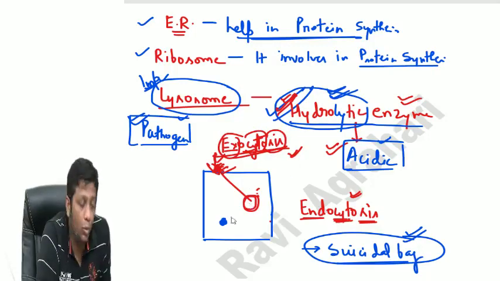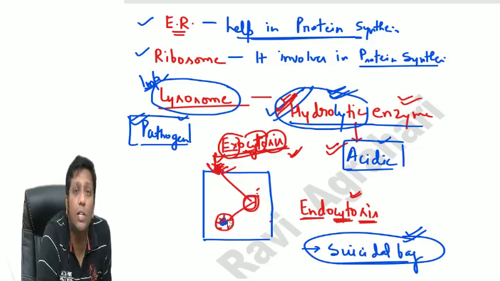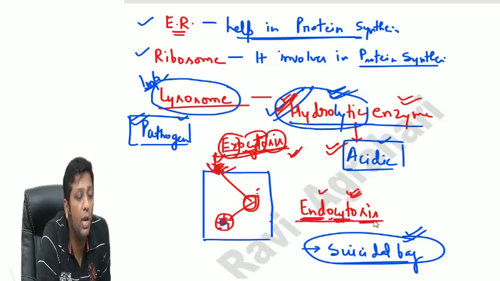Lysosome, those bacteria and viruses are inside. Lysosome can come here, surround the bacteria and viruses and start to release their own acids. And finally what happens? The protein still dies. So if bacteria and viruses die within your cells, then it is called endo. Endo means inside. This whole procedure is called endocytosis.